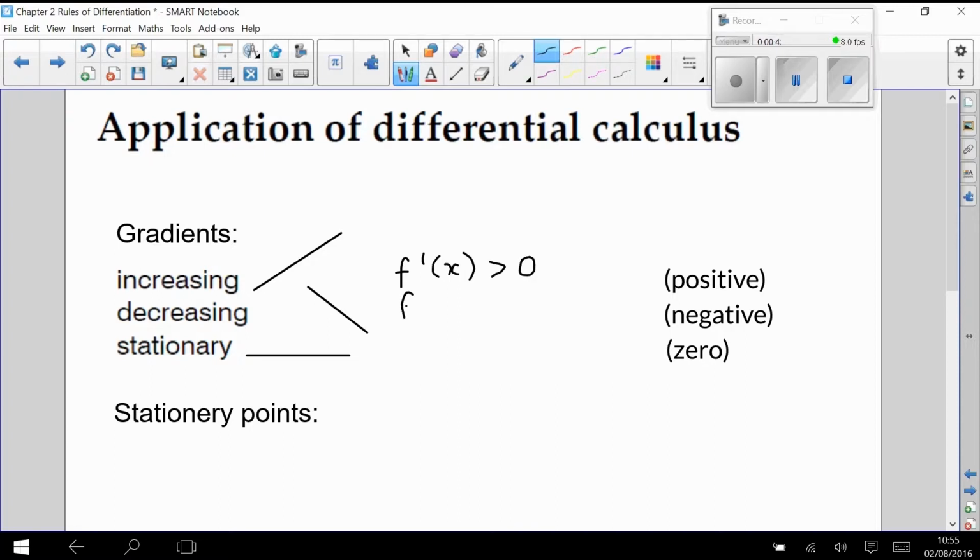A decreasing gradient means that my derivative is going to be less than 0, and a stationary gradient means that the derivative is in fact equal to 0. From this stationary gradient, I can now say that the turning point is in fact going to be a stationary point, and I know this because the gradient of the tangent at this point is going to be a horizontal line.